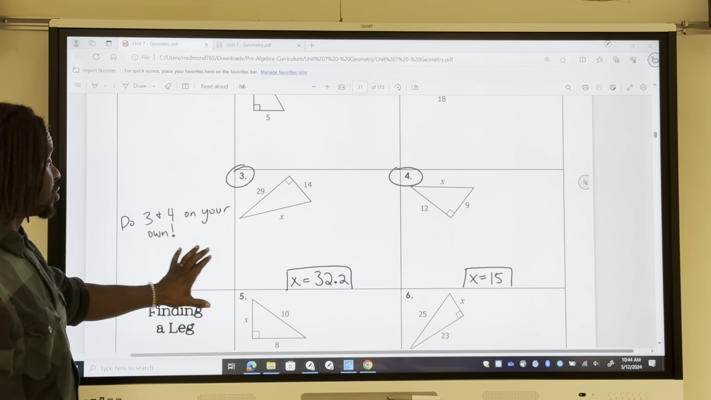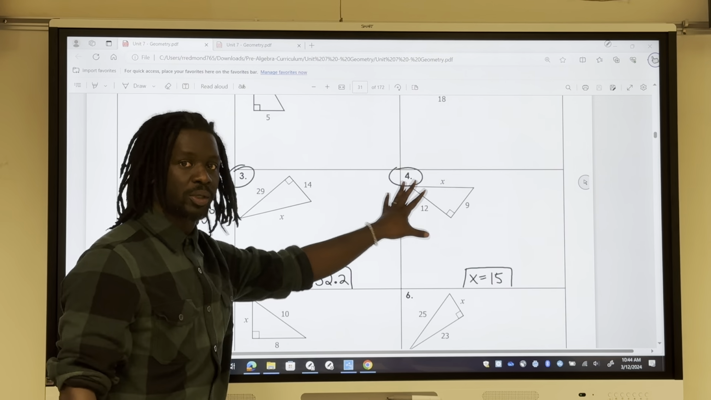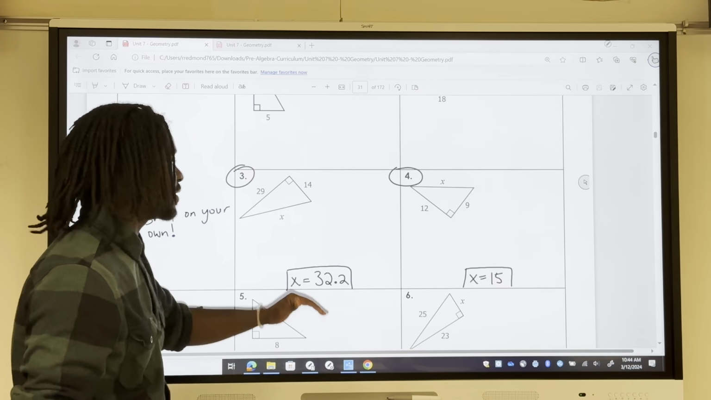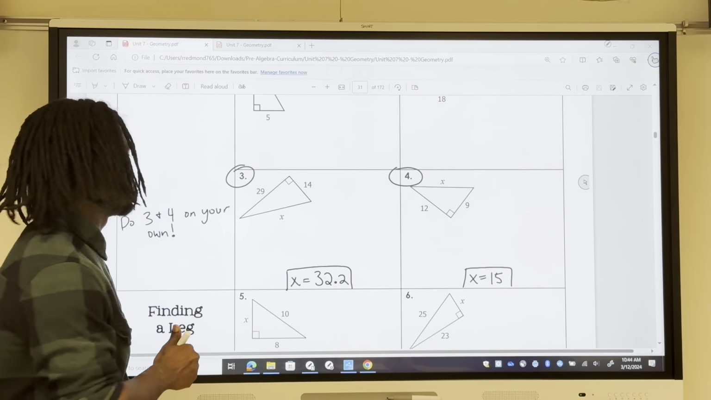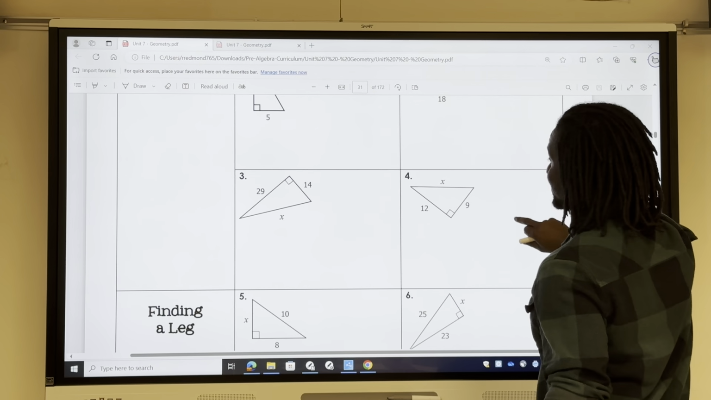All right, so those are the answers for questions number 3 and 4. Again, make sure you have the work shown. You should have all of the steps shown and not just an answer. All right, moving on. We're going to go ahead and continue.